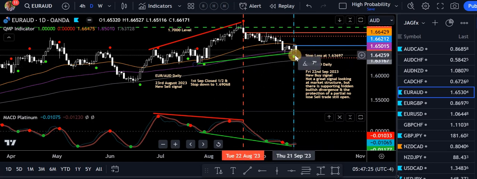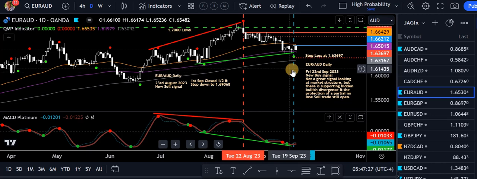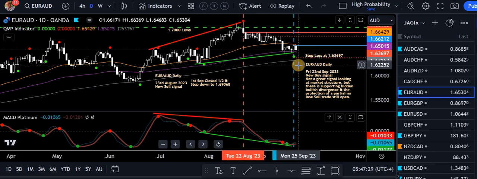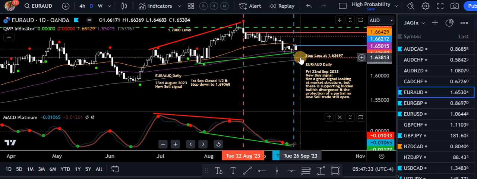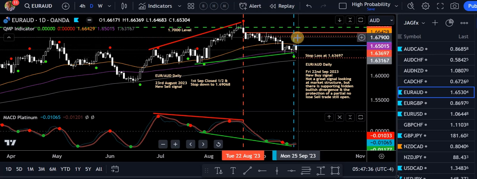In the meantime, I've taken this buy on Friday, which is 2 days ago, last day of the week. Took the buy here, and as usual, it's gone against me right from the get-go. Stops down here. I've got protection here.